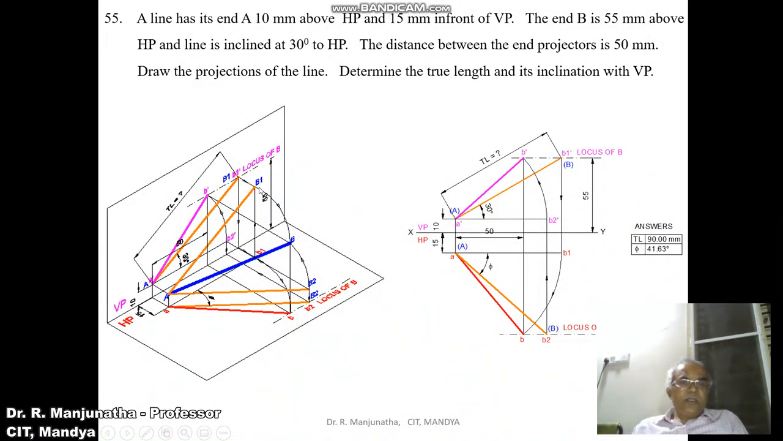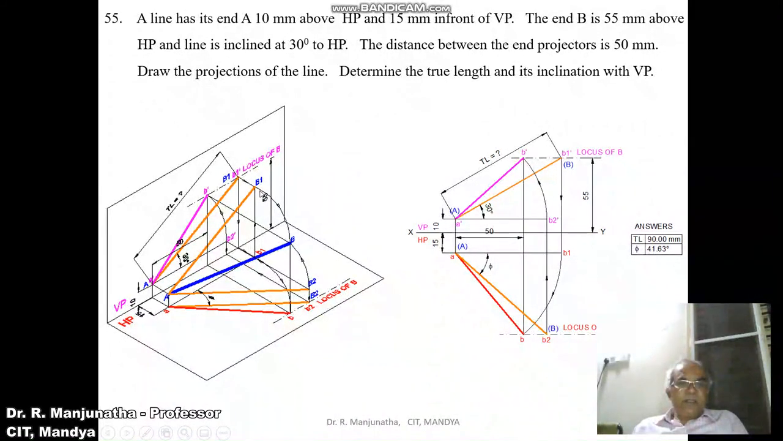Now when you take the top view of this, the top view of this is also AB1, which is 15 mm in front of VP. So here, as we know that the distance between the end projectors, the line should lie on the same line, that is the front view is here, so the top view must also lie on the same end projector. So with capital A as center, you take the radius of AB1 and rotate it, so that B will lie on this end projector line, so that you are going to get this point B.